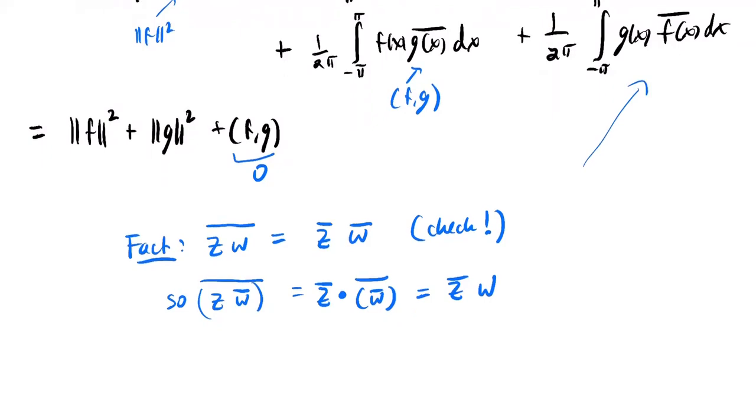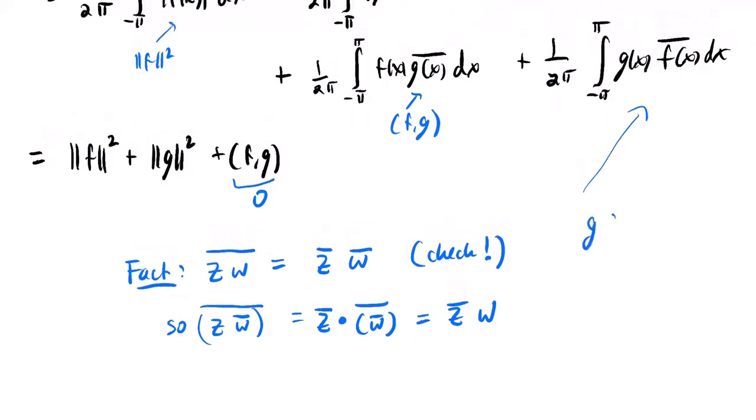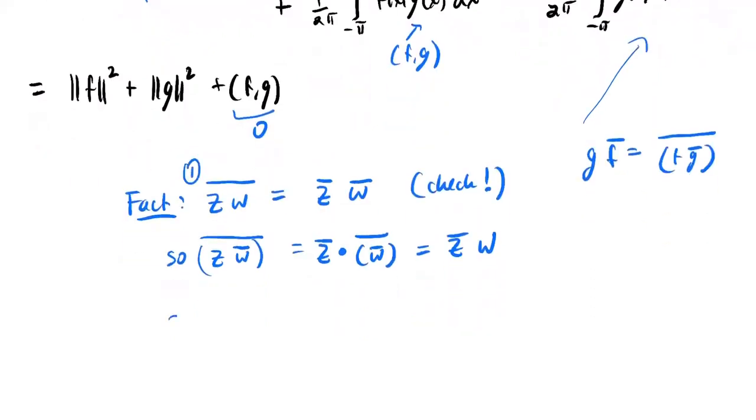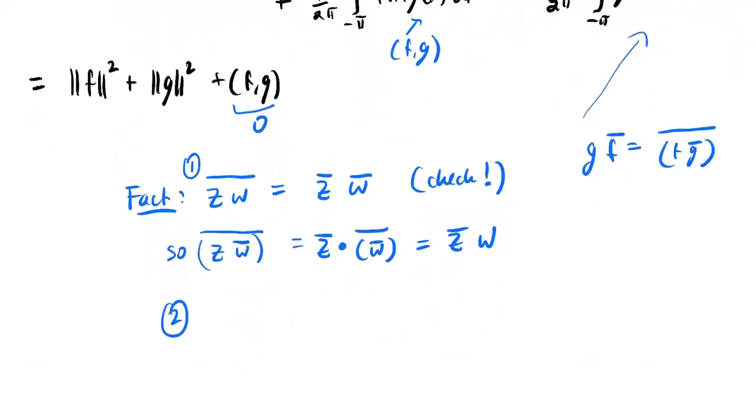So I have g times f bar. This is the same thing as the conjugate of f times g bar, using this logic. And so this is fact one. Fact two is that you can take complex conjugates out of integrals, right? So if I look at the integral of the complex conjugate of some function h of x dx, this is the same thing as the complex conjugate of the integral.